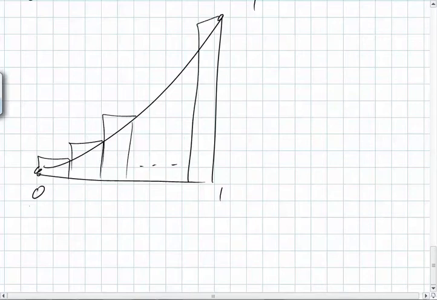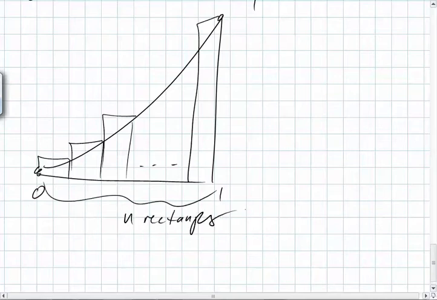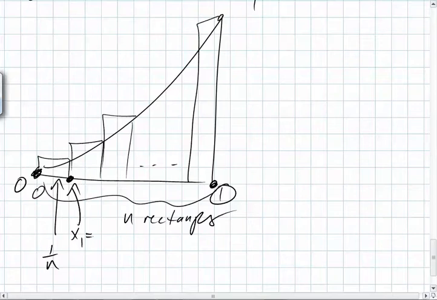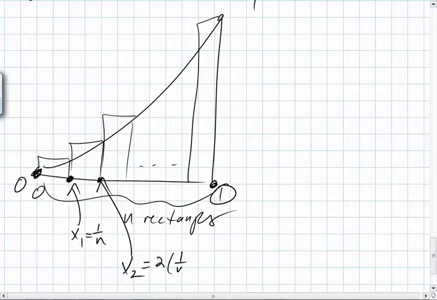Okay, so if you're going from 0 to 1, and there's n rectangles here, what's the width of one of them? 1 over n. Do you agree with that? If this right here is 0, and this right here is 1, this right here represents x1, and what is x1 equal to? 1 over n. If this right here represents x2, what is that? 2 times 1 over n, which is the same thing as 2 over n, exactly, right? So it's 1 over n, then 2 over n, then 3 over n, then 4 over n. Are we okay with that?